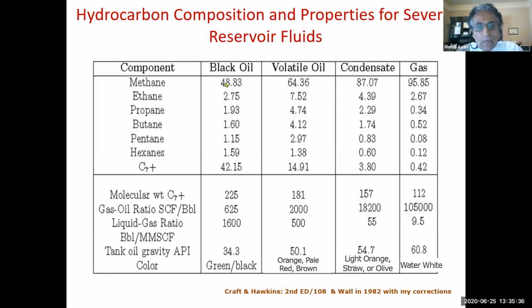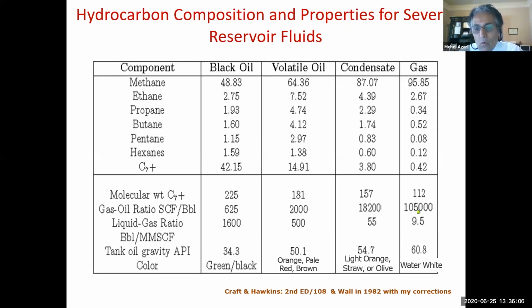So if you just look at the composition here, you do not know what type of fluid it is, you know that this is gas, huh? Because of 96% methane, very low amount of C7 plus. And then here has a good percentage of C7 plus and low amount of methane. So now we need to have C7 plus molecular weight of the heavy end. The gas oil ratio, 625, 2,000, 18,000. Look at this one, 105,000.